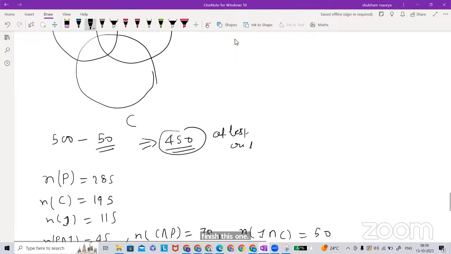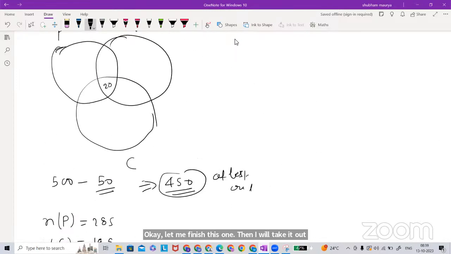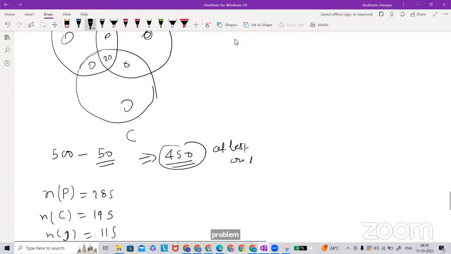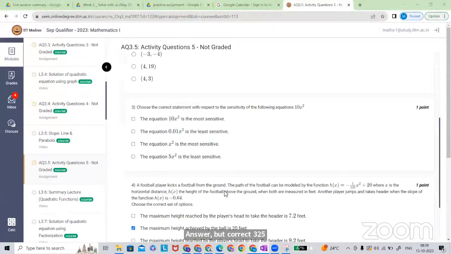Now, back to the diagram, you can allocate the values in the regions for P and J. Now you can calculate this one, and then finally calculate this one. What is the problem you're asking? The answer should be 325, but it comes like this.